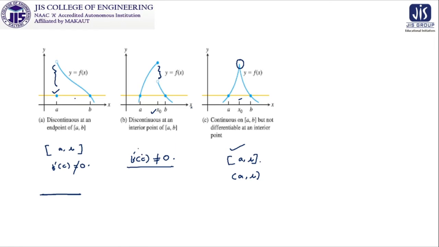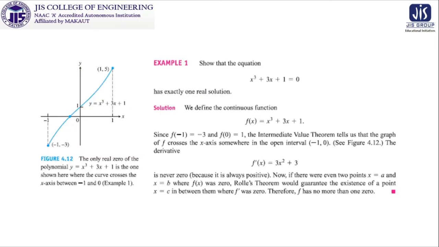Okay, so now if we proceed, we will get one very good example related to these problems. This example tells us that we have to show that the equation x cubed plus 3x plus 1 equal to 0 has exactly one real solution. When it is a cubic equation, it can have three solutions, but we have to show that it will have only one real solution. How to find it? The solution is given explicitly over here.